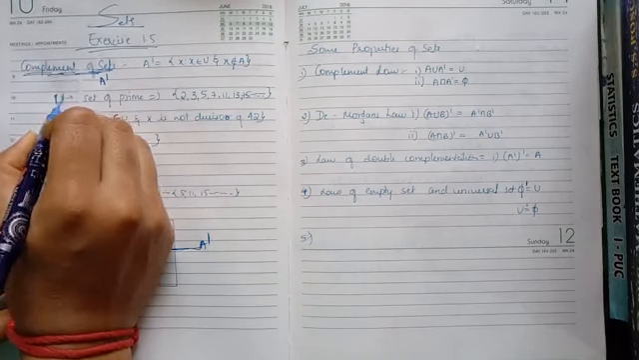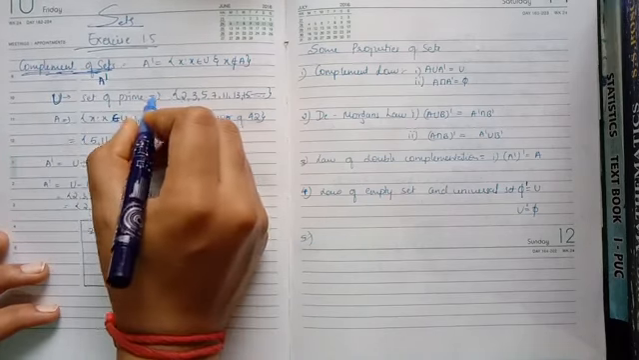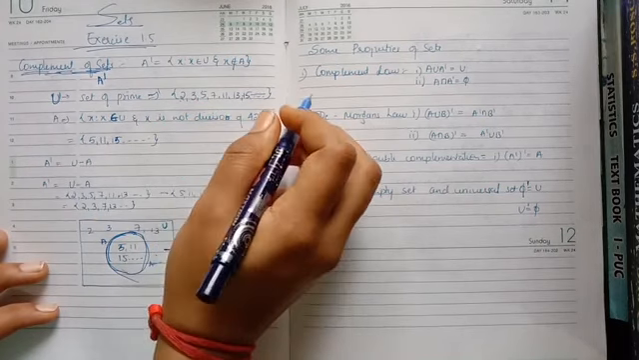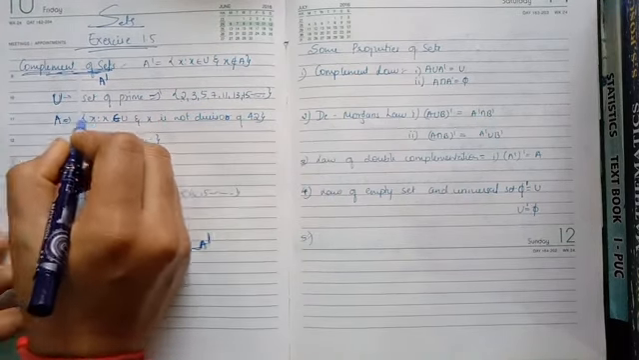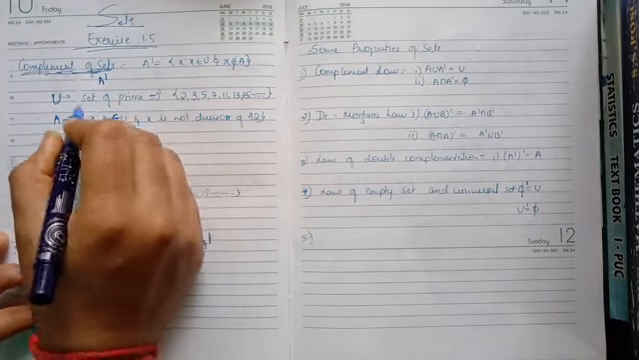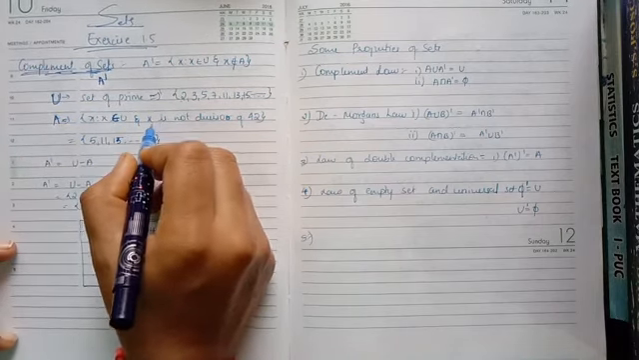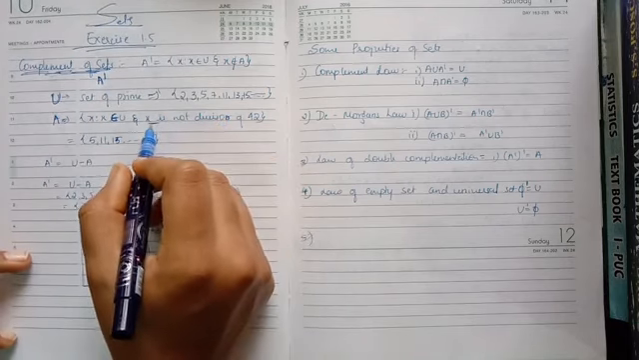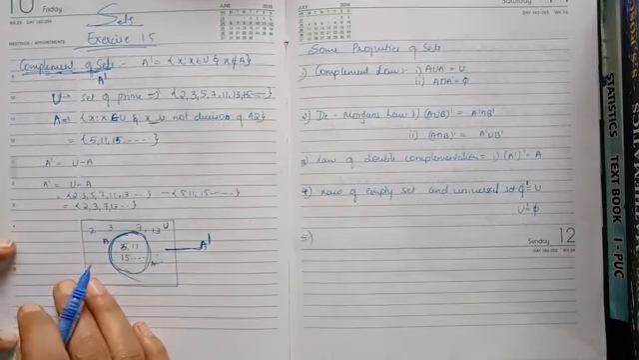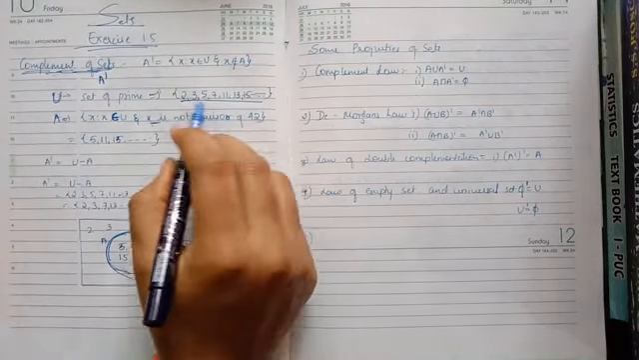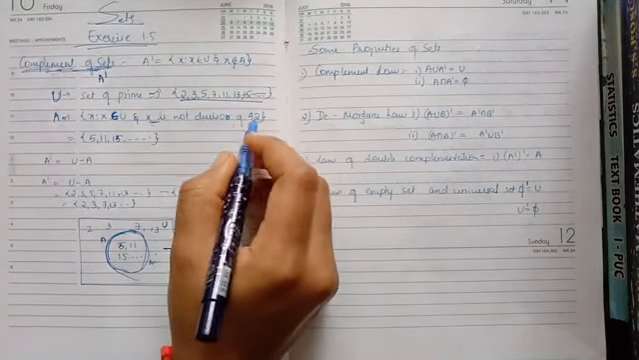So here A dash is equal to, we will take an example. Set U is equal to the set of prime numbers. So what are the prime numbers here? 2, 3, 5, 7, 11, 13, 15, and so on. And set A is equal to x such that x belongs to U, so it belongs to the prime numbers, and another condition is given here, that x is not a divisor of 42. So we should check which is not a divisor of 42.